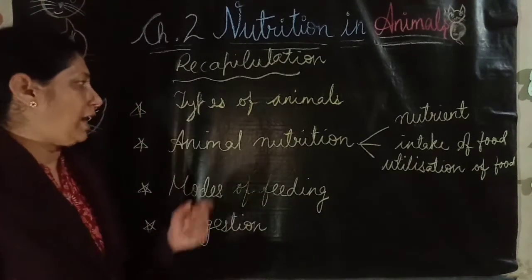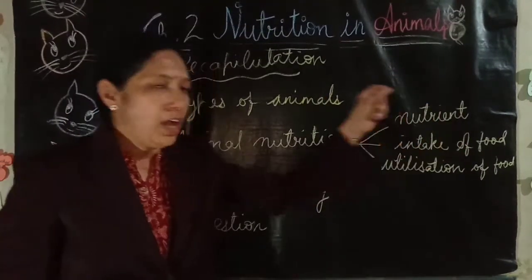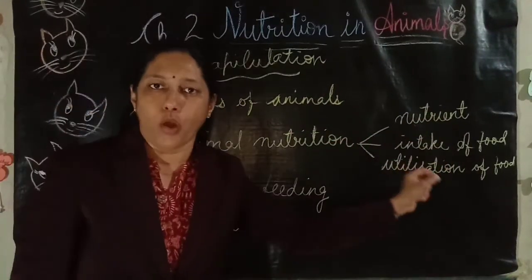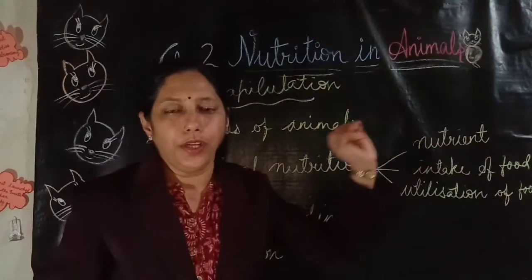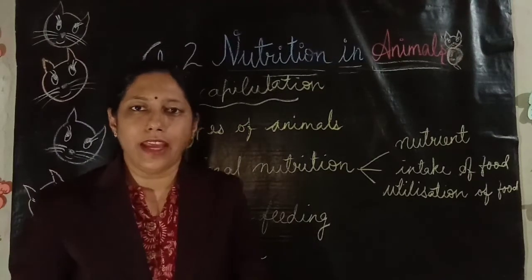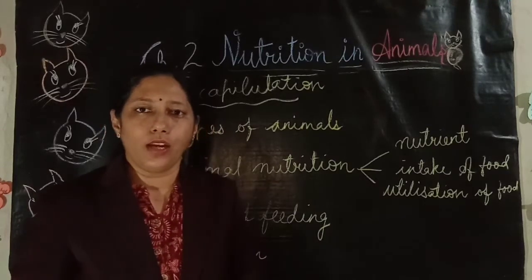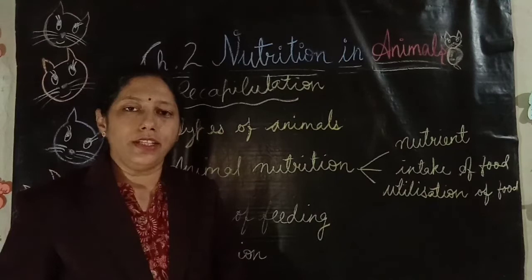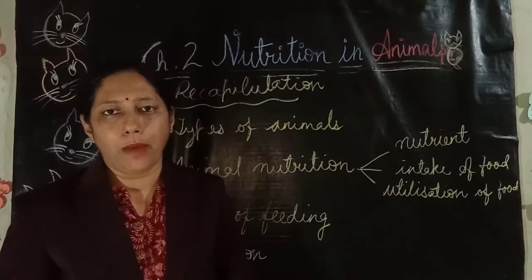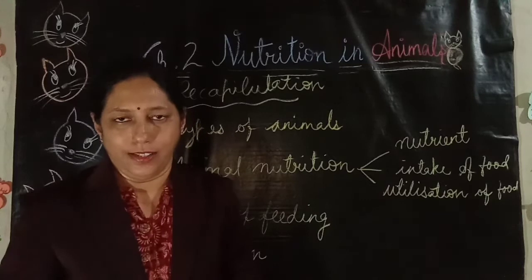Then we learned that animal nutrition includes nutrient requirement, mode of intake of food and utilization of food by the body. Under nutrient requirement, we learned that food is made up of certain components like carbohydrates, proteins, fats, vitamins and minerals, and these components are known as nutrients. These nutrients are needed for the growth of the body, for the repair of the damaged parts of the body and for protection against diseases.